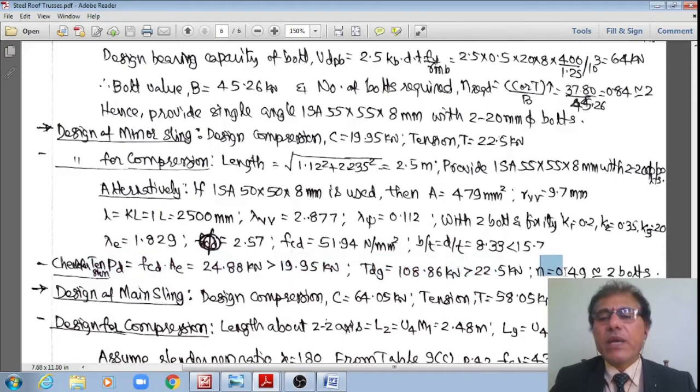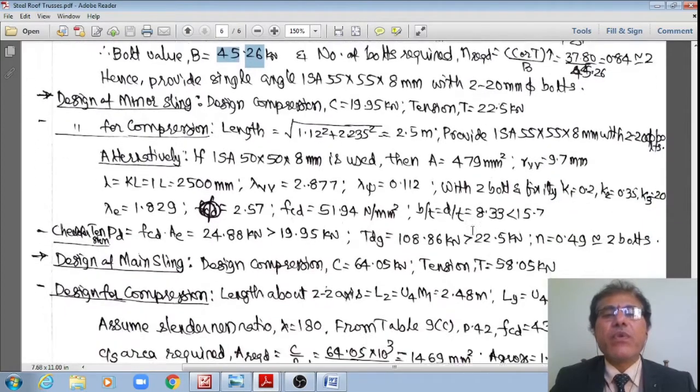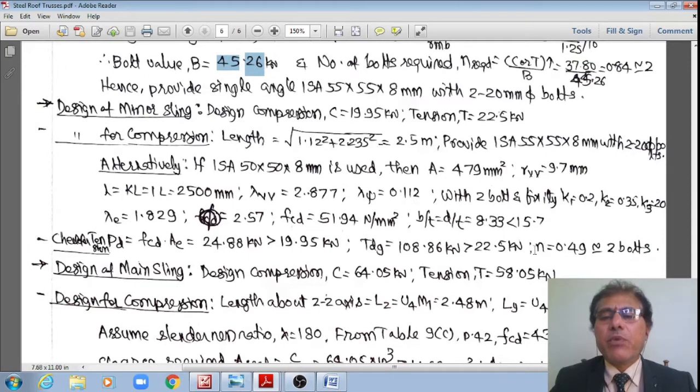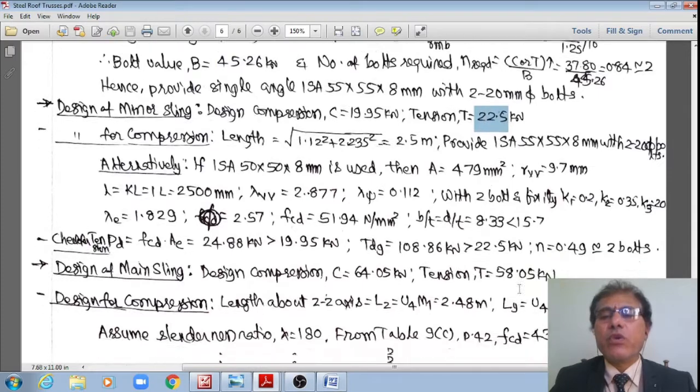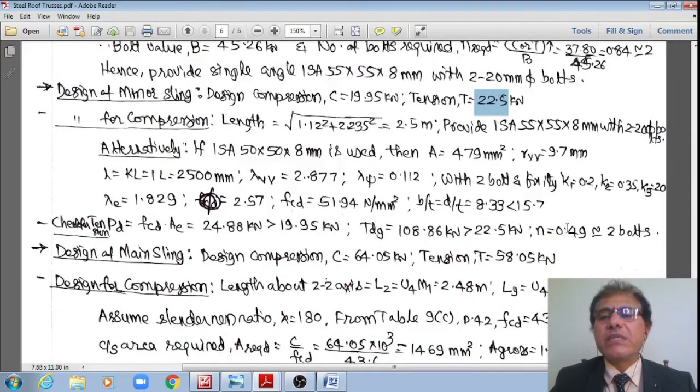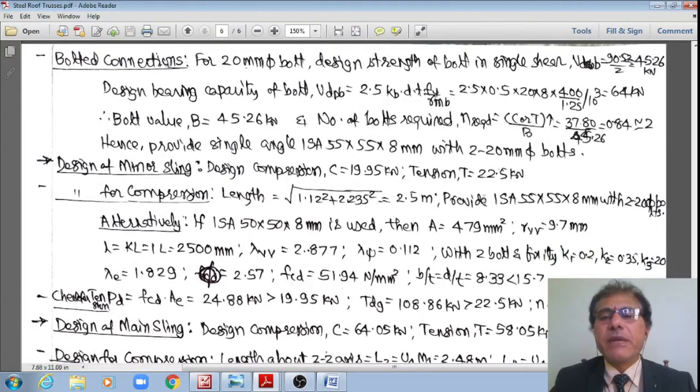Now if I calculate the number of bolts required, this is also there in a single shear. Therefore, the bolt value for single shear, as we have seen in the previous case, is equal to 45.26. Therefore, the number of bolts required, out of the design compression and tension governing the design, is 22.5 divided by 45.26. It works out approximately 0.49 or say 2 number of bolts. Therefore, provide now either the same previous ISA 55 by 55 by 8 with the 220 mm bolts, or alternatively, if you wish to optimize, you can provide ISA 50 by 50 by 5 mm, student, not 8 mm.